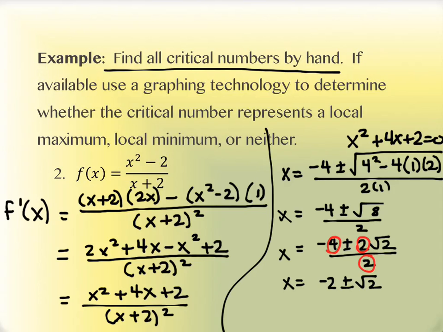We also have a potential place right over here that's a critical number where x is equal to what? What would I have to do to let the denominator be 0? Not 2, but negative 2, right? So we actually have 3 critical points.